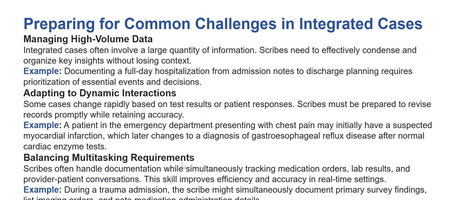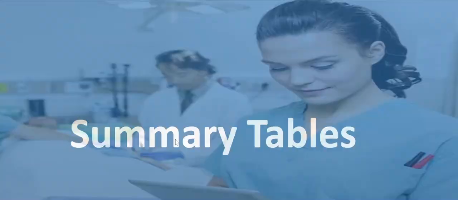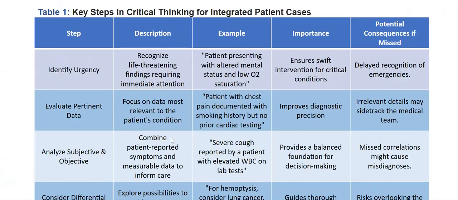Balancing multitasking requirements: scribes often handle documentation while simultaneously tracking medication orders, lab results, and provider-patient conversations. This skill improves efficiency and accuracy in real time settings. Example: during a trauma admission, the scribe might simultaneously document primary survey findings, list imaging orders, and note medication administration details.